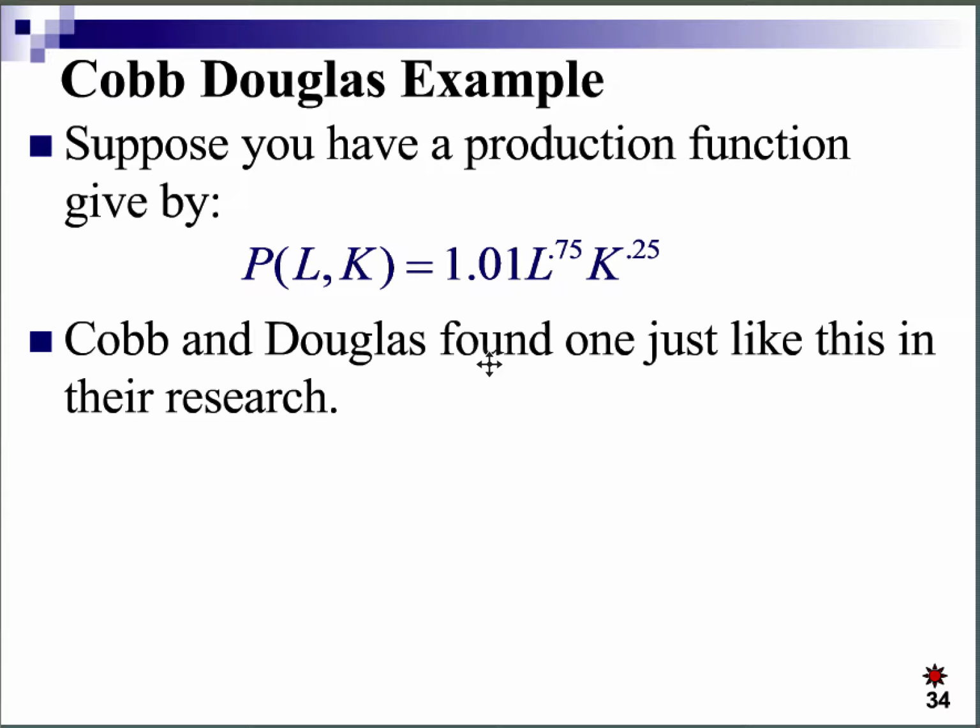So suppose we have a production function that looks like this. P of L, K is equal to 1.01 L to the 0.75 times K to the 0.25. In this example, notice that the two powers add up to the number 1. It turns out that this is by design in many of the Cobb-Douglas production functions, and the fact that they add up to 1 is going to come in handy for us in the next topic. This is just one example of a Cobb-Douglas production function. We're going to go ahead and do some marginal productivity of labor and marginal productivity of capital computations here in preparation for the next topic.